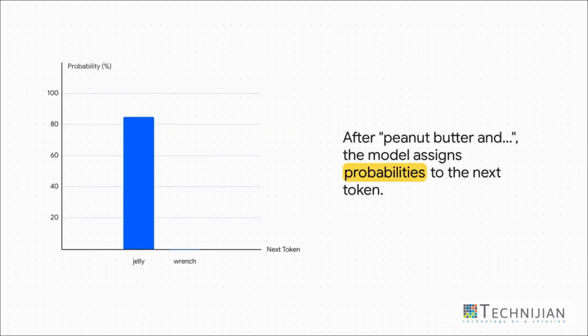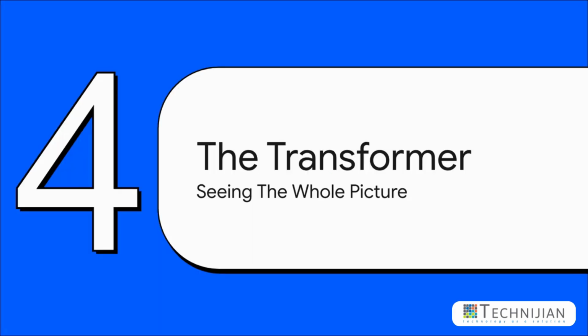This is the perfect example, right? If you give the model the phrase "peanut butter and," it doesn't know about sandwiches or food. It has no idea. What it does know, from seeing it billions of times in its training data, is that the token "jelly" has a super high probability of being the next one. And the token for "wrench," the probability is practically zero. It's all just statistics.